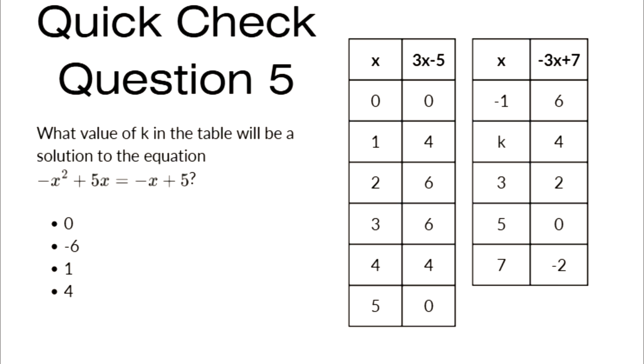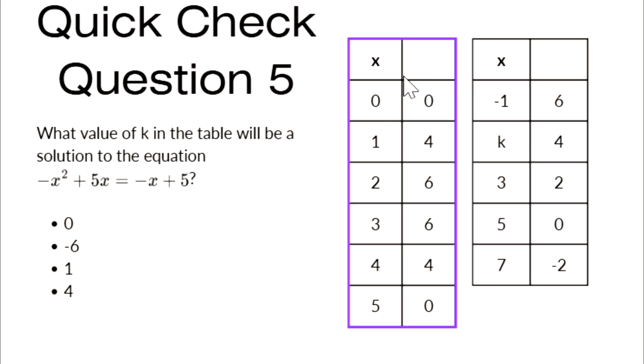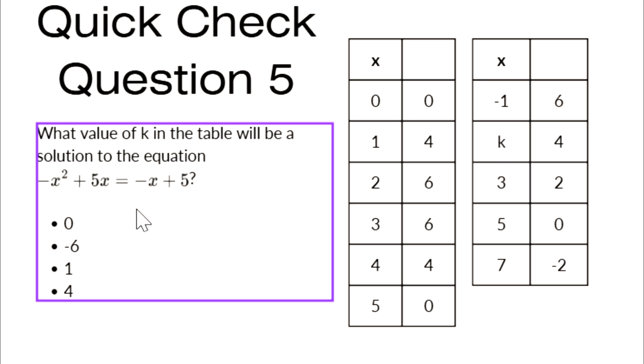Quick check question number 5. What value of k in the table will be the solution to the equation negative x squared plus 5x equals negative x plus 5? And I did not put the right information in here. I apologize for that. So this is the negative x squared plus 5x. This is the negative x plus 5. So what you're going to do is go through the charts, find the ones that match, and then figure out your number.